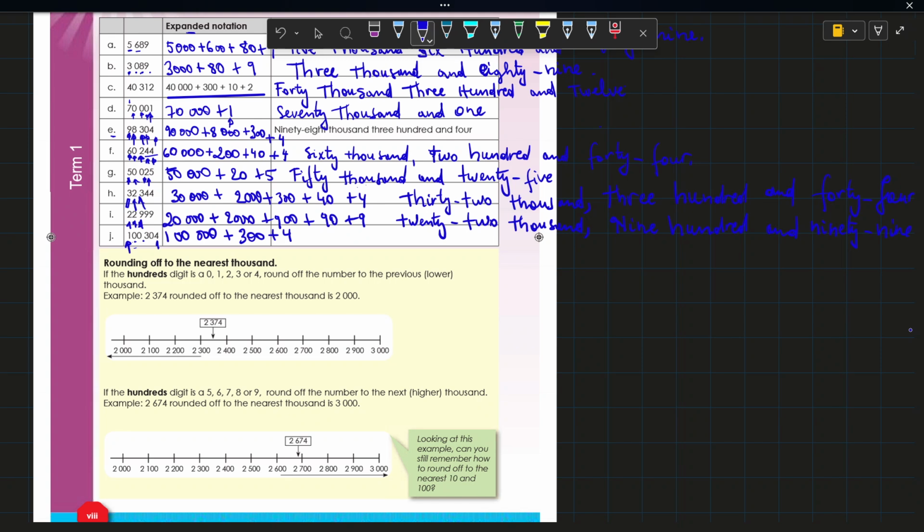How do we write it now? In words, so it's going to be 100,000. 300. And 4. Okay, so that is it.